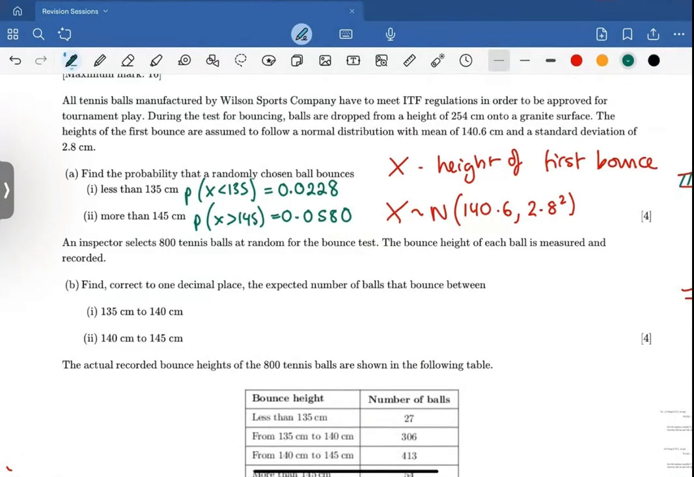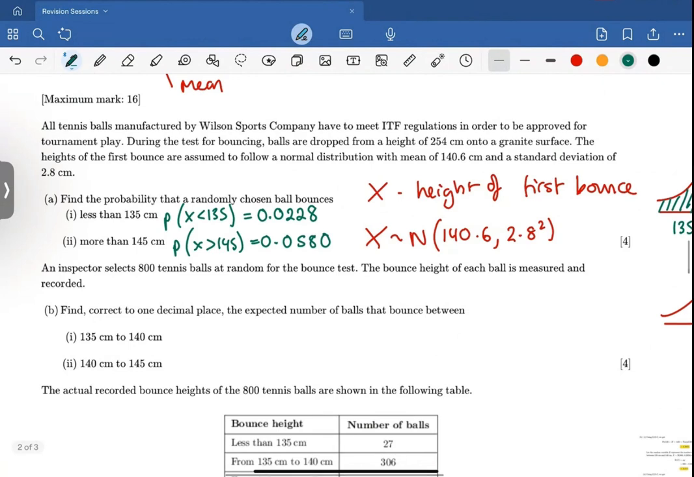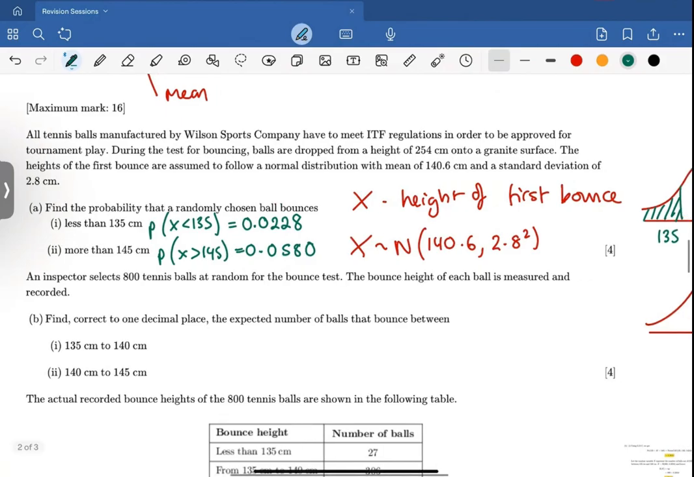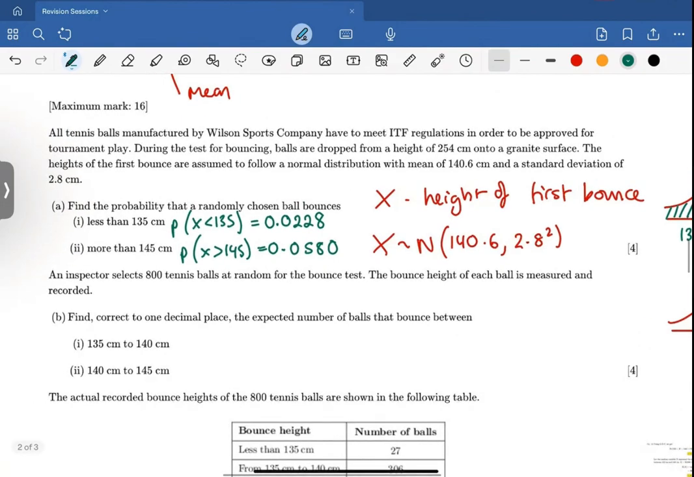Okay, so let's see what we've got. An inspector selects 800 tennis balls at random for the bounce test. The height of each bounce ball is measured and recorded. Find, correct to one decimal place, the expected number of balls that bounce between 135 to 140 and 140 to 145 centimeters. Okay, so we're going to need to use that expected value formula.